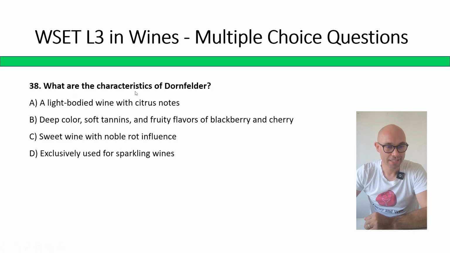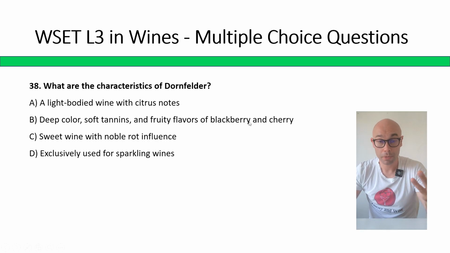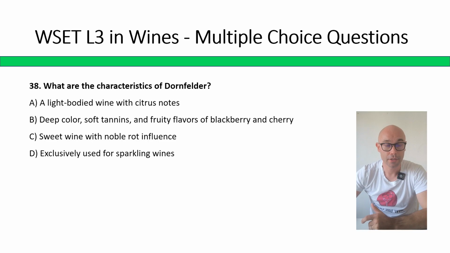What are the characteristics of Dornfelder? A light-bodied wine with citrus notes, deep color, soft tannins, fruity flavors of blackberry and cherry, sweet wine with noble rot influence, exclusively used for sparkling wines. The correct answer is B. Dornfelder produces deep color, soft tannins, fruity flavors of blackberry and cherry. Probably there are premium styles of Dornfelder, but it's well known for producing deep color and soft tannin red wines.